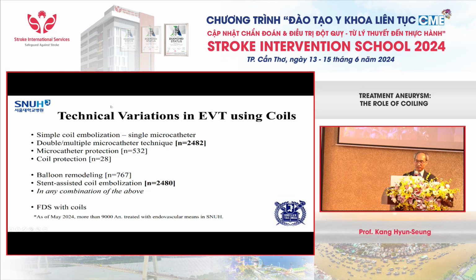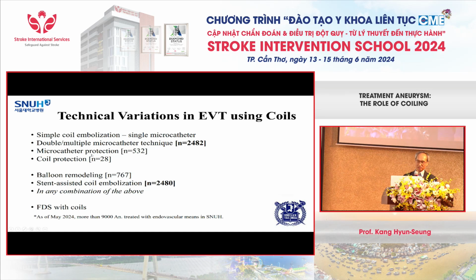So this is our technical variations in endovascular treatment using detachable coils. We can just use the single microcatheter, simple coil embolization. Sometimes we use the double microcatheter or more, triple as well. So until now, we've treated more than 9,000 aneurysms. Among them, we use the double microcatheter or the multiple microcatheter technique in more than 2,000 cases.